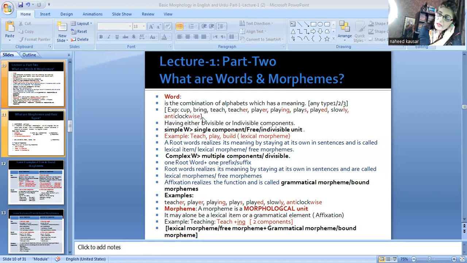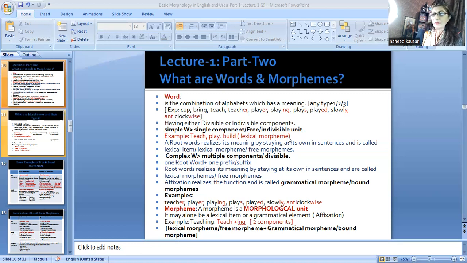question. If we consider the simple words, we can say that in simple words there is always just one component, and the simple words can be considered as free words or indivisible units. Like I gave you the examples of teach, play, and build. I have put a word into a bracket here, declaring it as a lexical morpheme. So I should explain what a lexical morpheme is.